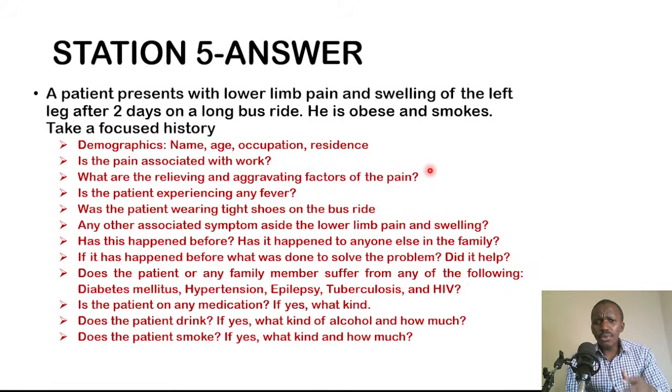Then also, is the patient on any medication? If they are on any medication, what kind of medication are they on? And does the patient drink? Of course, they did say smoking. So yes, the patient does smoke. So how much? For how long have they been smoking? How much do they drink? And for how long have they been drinking?